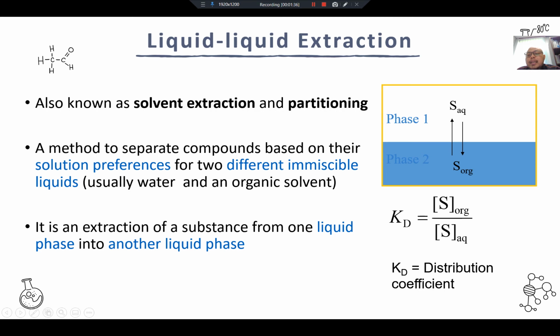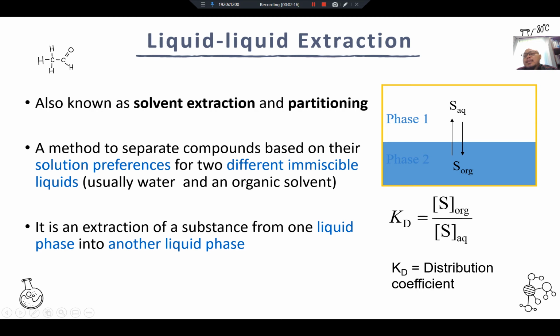In the KD right now, here is the concentration of the solute inside the organic over the concentration of the solute in the aqueous, right? But again, it's not necessarily that you want to extract into the organic. Sometimes you want to extract into the aqueous layer, so it can be either. So the KD depends. If your desired phase is the organic one, this is the formula.